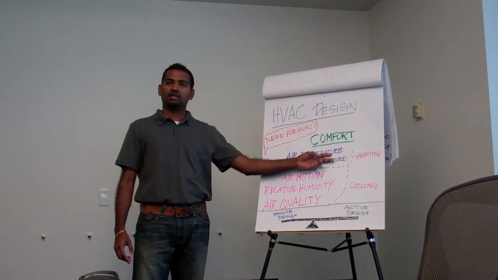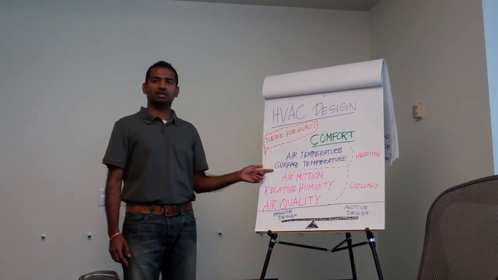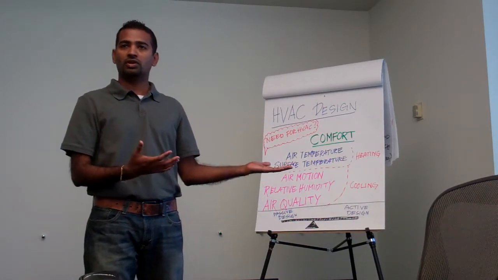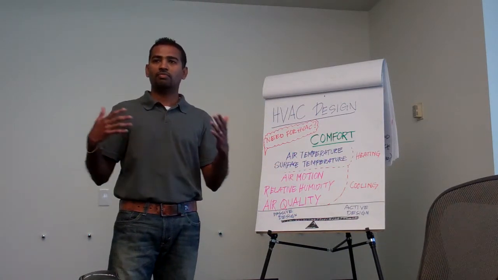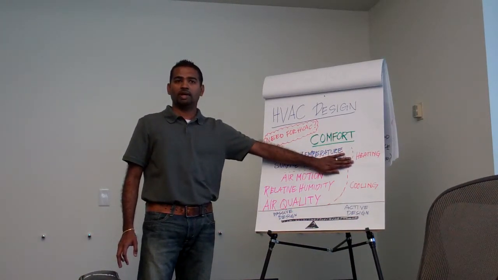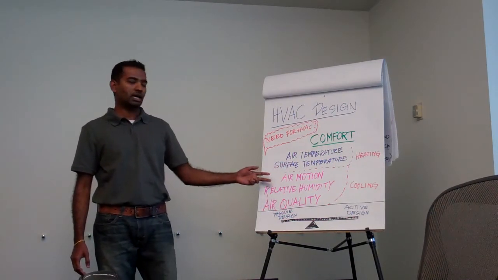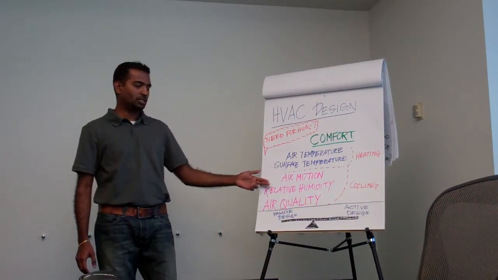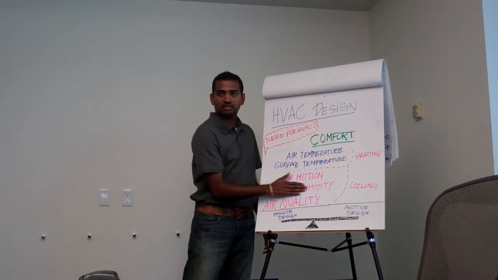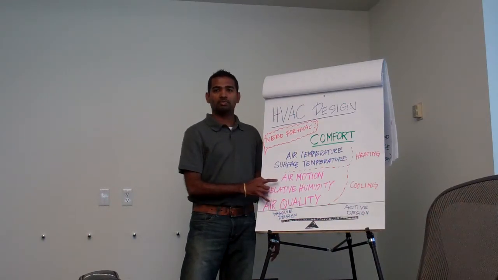So the two criteria that govern heating are air temperature and surface temperature. Here in Phoenix, if we have enough solar glazing on the south and enough mass, we could take care of heating needs completely passively. But the problem here in Phoenix is cooling, and cooling is dominated by these three: air motion, relative humidity, and air quality. Relative humidity is not a huge problem in Phoenix. Air motion and air quality are the biggest problem.